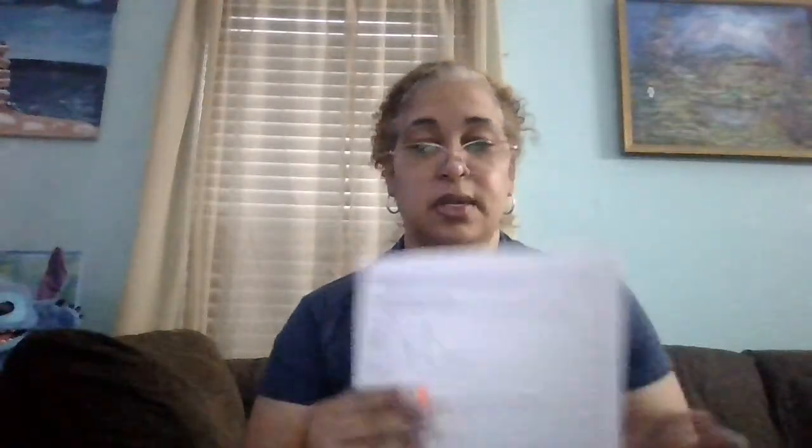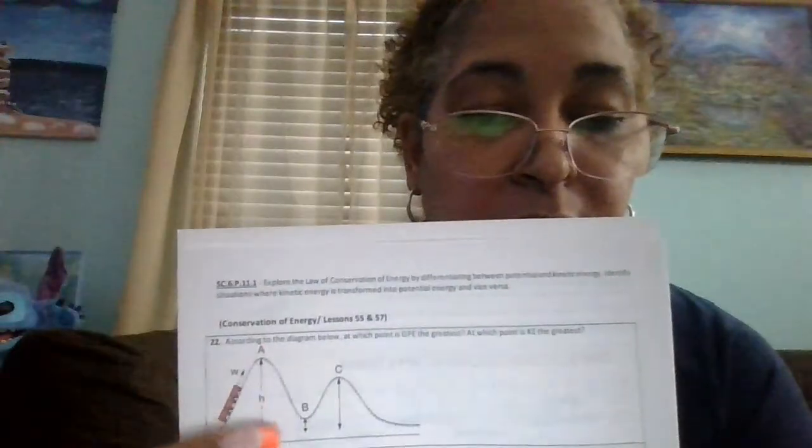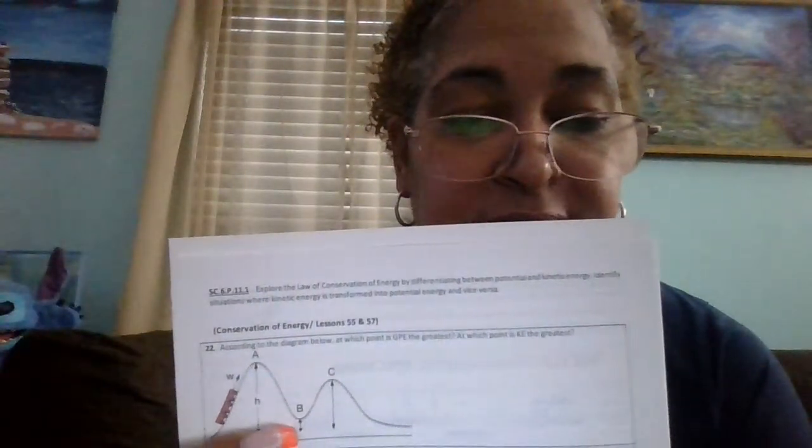So we're currently on 22 right now. You have a diagram of a roller coaster. According to the diagram below, at which point is gravitational potential energy the greatest, and at which point is kinetic energy the greatest? Looking at the diagram, gravitational potential energy is the greatest at A, and kinetic energy is the greatest at B. Okay?